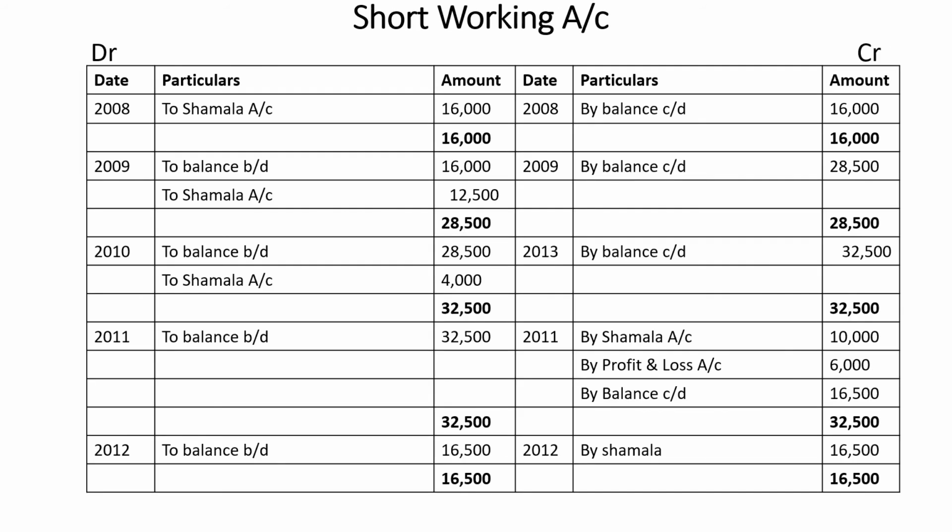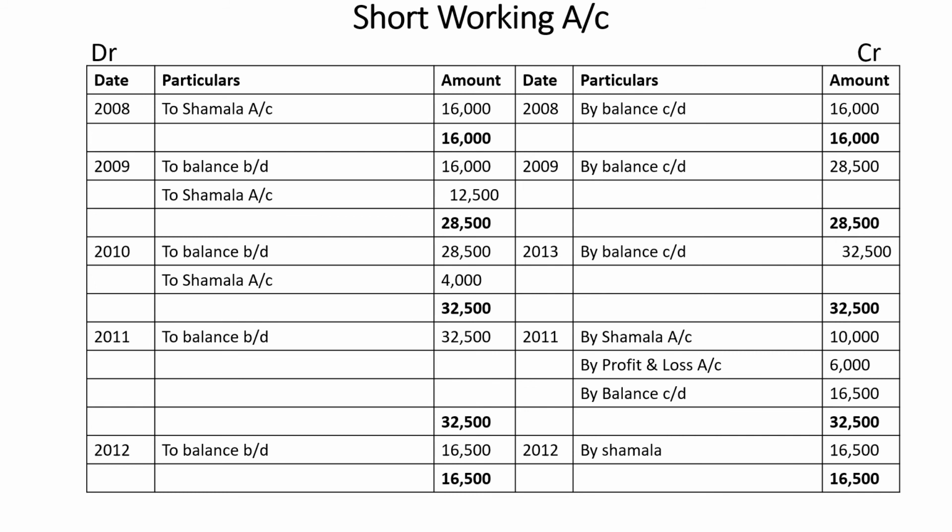The last account is the short working account. We have to put in, according to the royalty chart, whatever short working we have, whether it is recovered or not recovered. First year, 2008, we have short working of rupees 16,000, not able to recover, so the balance carried down is 16,000. In 2009, the first year's 16,000 is brought down. You write the second year short working of rupees 12,500. Total is 16,000 plus 12,500, which is 28,500 as short working. So the entire amount is balance carried down.